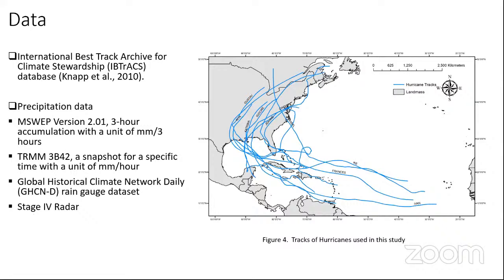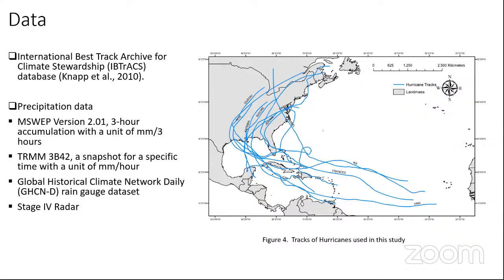The data I use include hurricane data and also the precipitation data. I choose 10 hurricanes making landfall in the US and lasting for at least 2 days after landfall in this study, since we know a majority of hurricanes couldn't last more than 2 days after landfall.